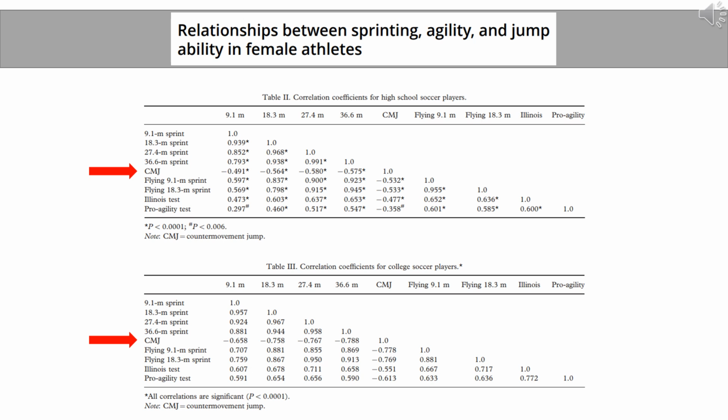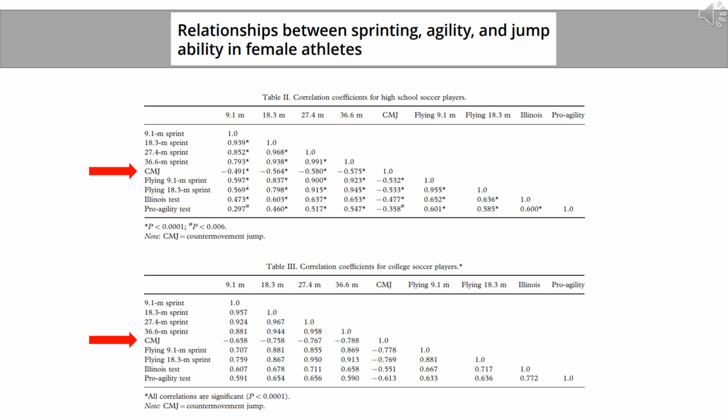And that's because the desirable outcome for a counter movement jump is the larger value. We want them to jump higher. But the desirable outcome for a sprint test is the smaller number, because a smaller number means that they completed the test in a shorter amount of time and therefore their velocity was higher.